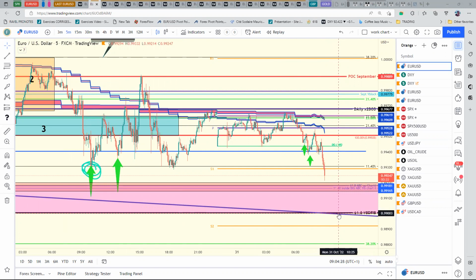We must remember we have the monthly close. The monthly close will make things a little bit more crazy. We can see a stop hunt before we see a reversal, and that's what I'm looking at.